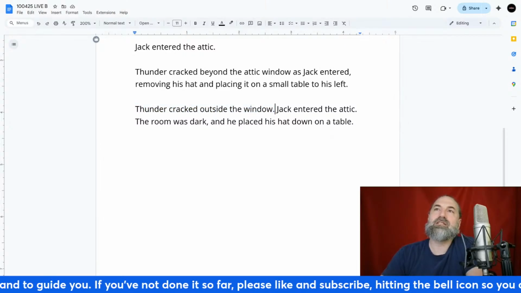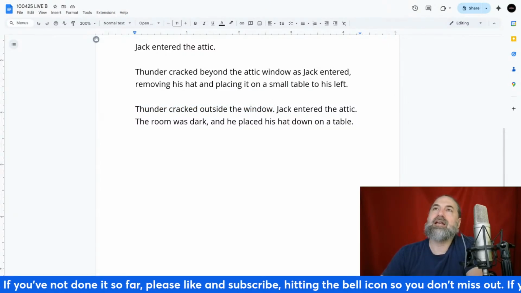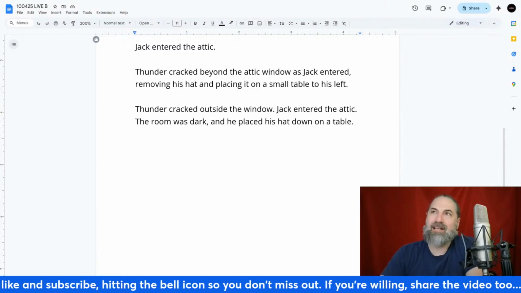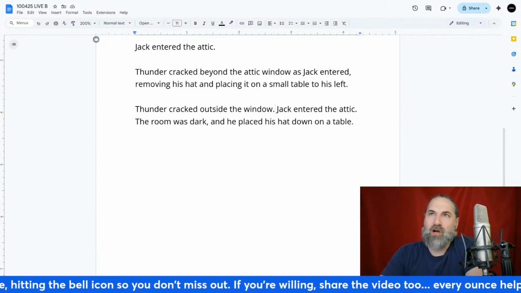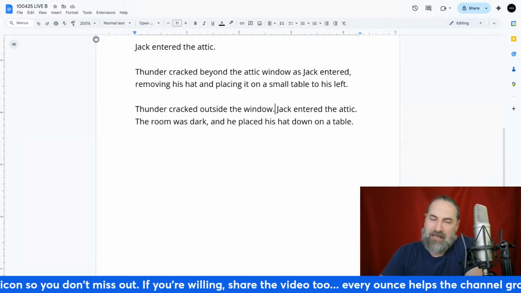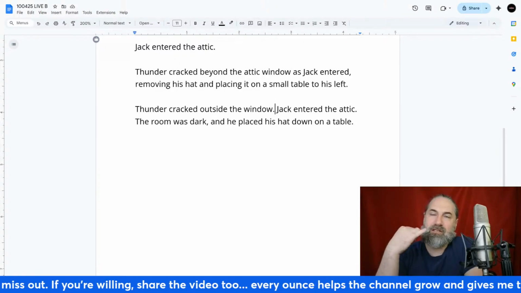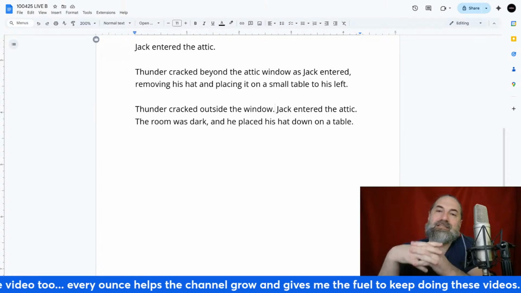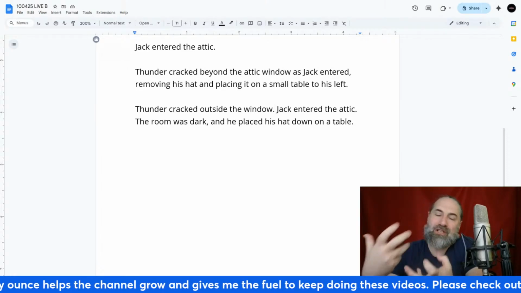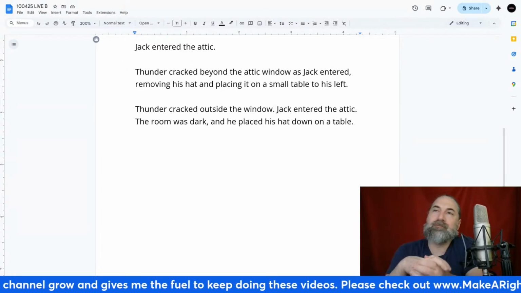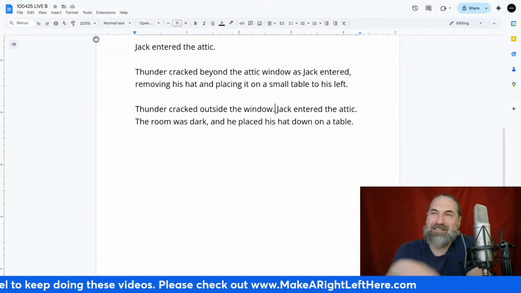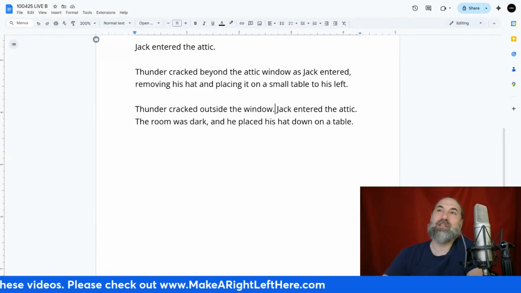The reason is because it's jacked up sentences. It's very staccato. Thunder cracked outside the window. Jack entered the attic. The room was dark, and he placed his hat down on a table. It's fast-paced, but it's a slow read because they are not doing anything. The sentences have no flow to them. There's no personality. There's no author voice. There's nothing really happening. There's no way a reader's like, this is woo!